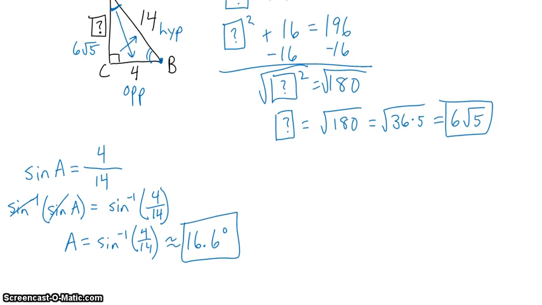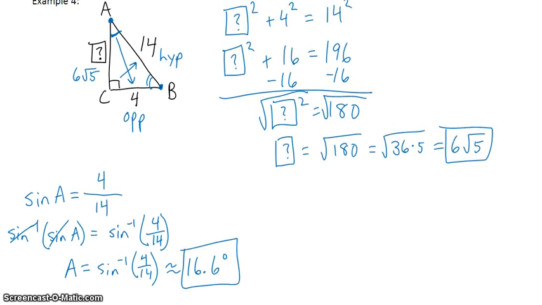Now let's solve for angle B. I could use any of the three trig ratios, but I want to stick to using 4 and 14 since they are both integers. Looking at angle B, 4 is adjacent to angle B. The trig ratio that I want to use is cosine. The cosine of B is going to equal adjacent over hypotenuse.